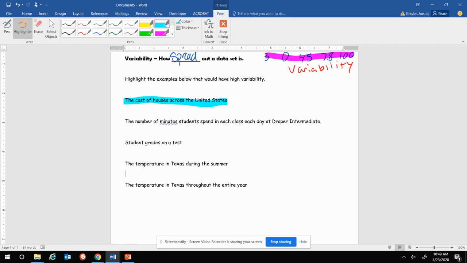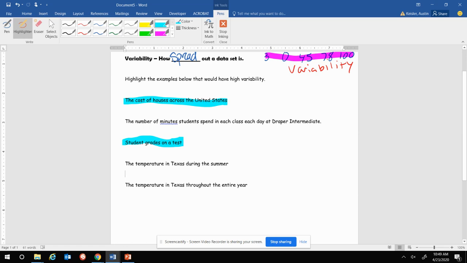Student grades on a test. This one could be a little tricky because if you think about it, if all students got a 95 and above on a test, that's not going to have very much variability because those numbers aren't varying very much. But if you have students who failed the test, some students got 100 on the test, and you've got a lot of numbers in between, that is going to have a lot of variability. So I'm going to go ahead and highlight that because you do have a pretty big chance of having numbers spread out.